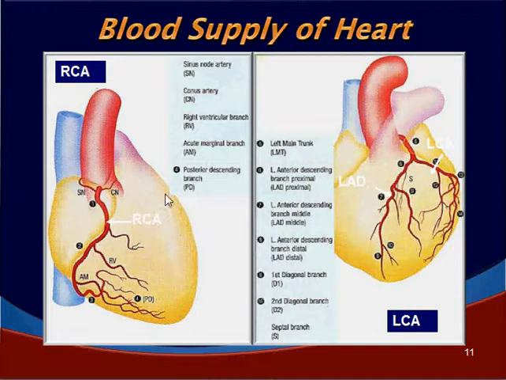Then here we see the right coronary artery. This also arises directly from the aorta, gives off the branch to the sinus node, and then the right coronary artery traverses in the groove between the atrium and the ventricle and gives off right ventricular branches, anterior marginal branches and posterior descending branches, and winds around and meets with the left circumflex artery. This supplies the inferior and posterior part of the heart.